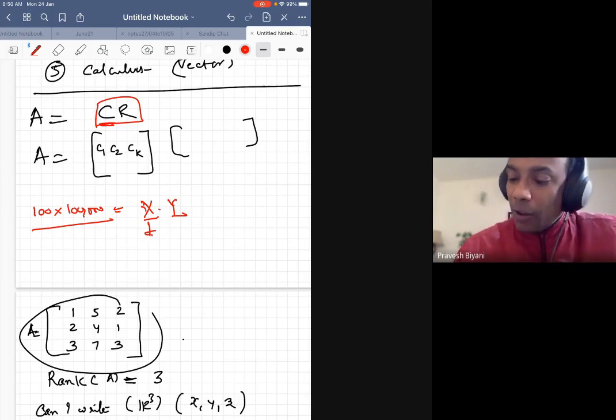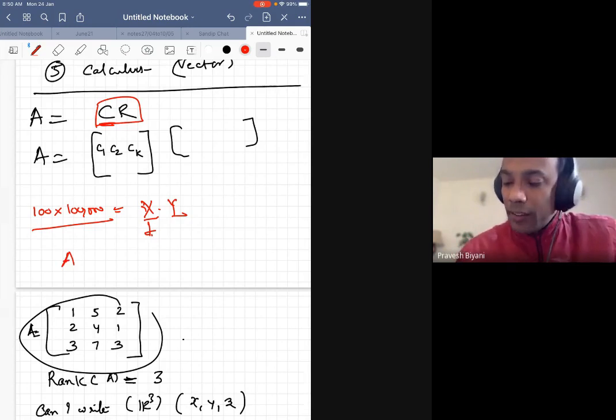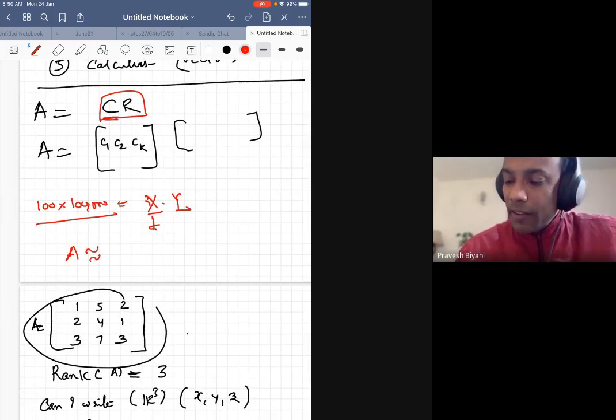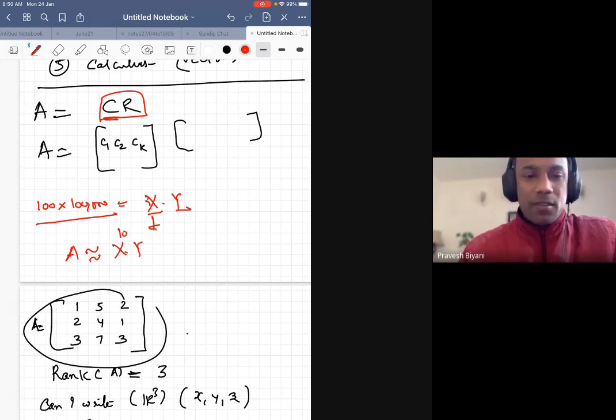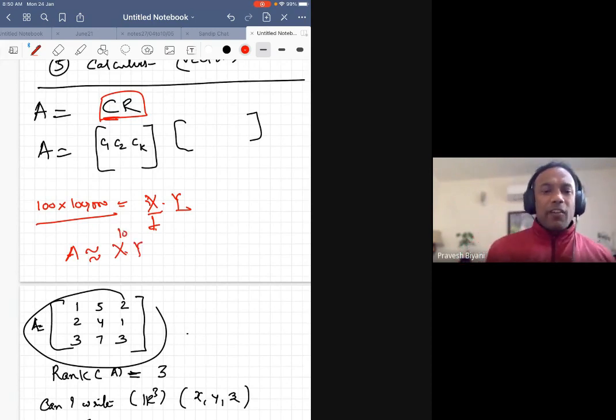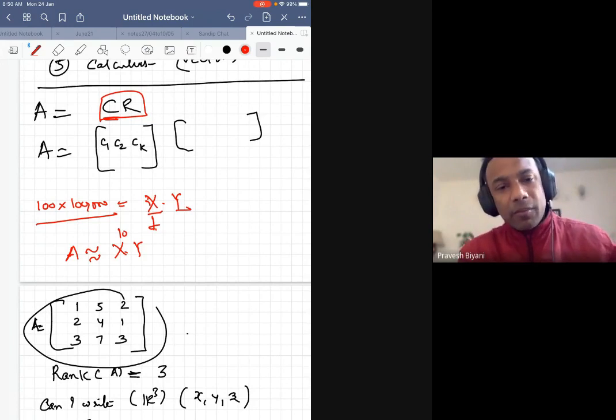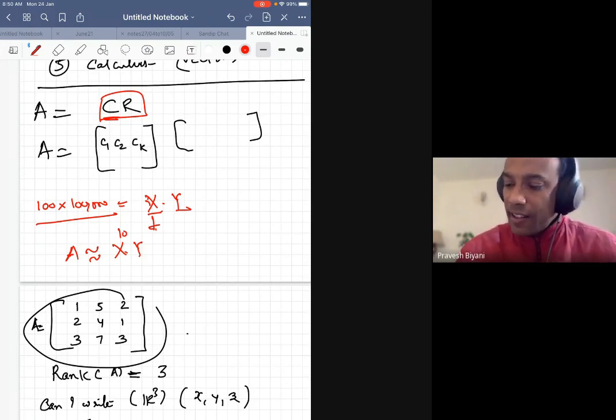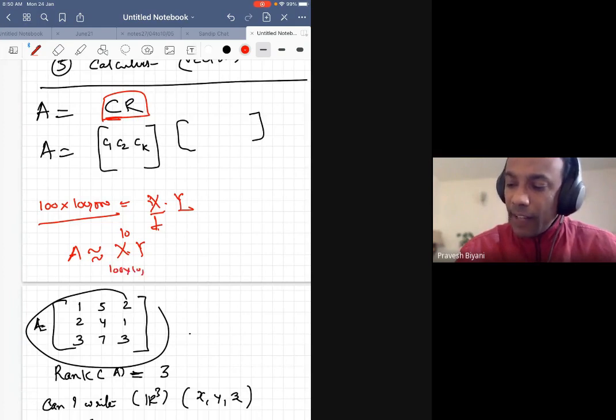For example, you may say, I don't want an exact decomposition, I want the most accurate approximate decomposition which contains only 10 columns, let's say. So I have a 100 cross 10,000 matrix, and I want to decompose that into, let's say, 100 cross 10 times 10 cross 10,000.